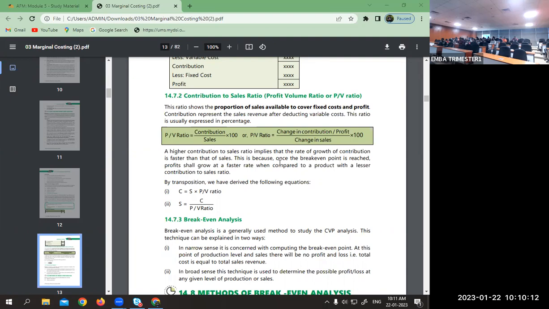What is profit volume ratio? It's nothing but the proportion of contribution towards sales. How much percentage of sales is coming as contribution? Suppose I sell the unit for 100 rupees. Variable cost is 60 rupees. So what is PV ratio? My sales 100 rupees, my variable cost is 60 rupees. What is my PV ratio?